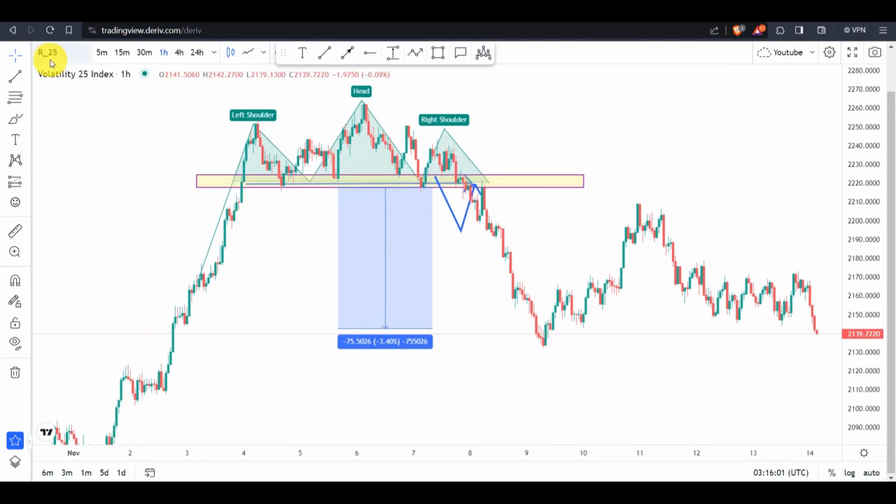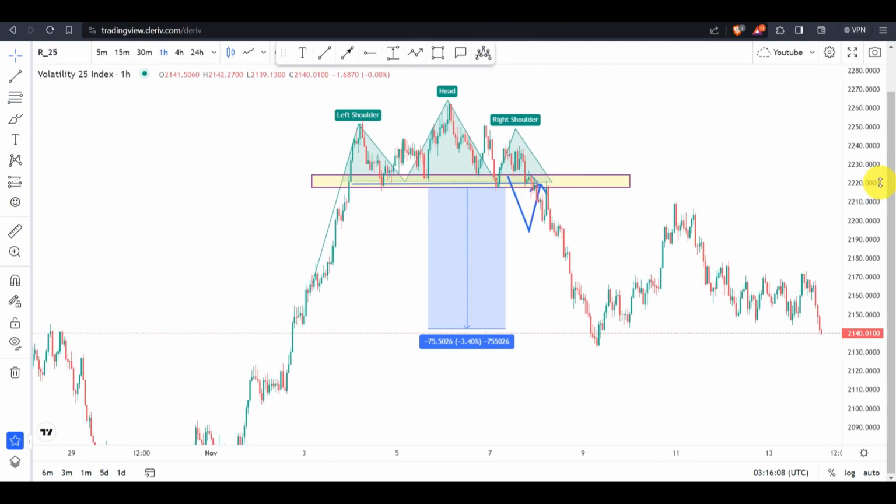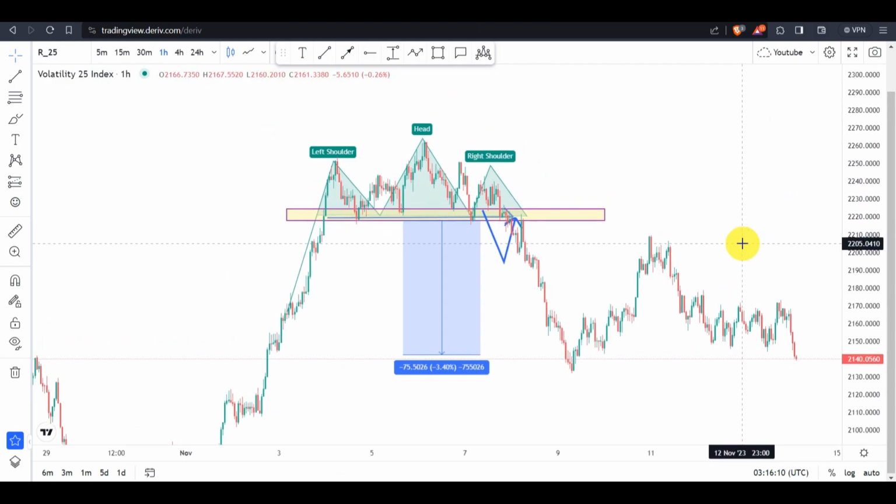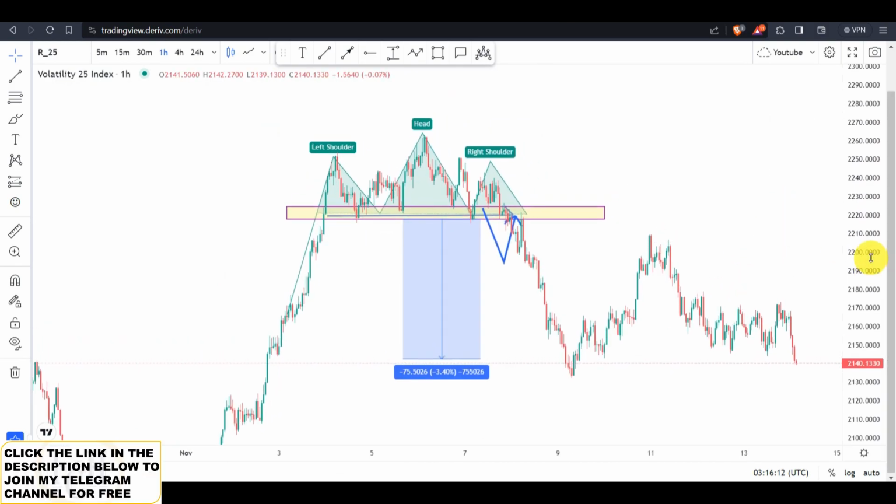So this is the volatility 25 index, and this was the head and shoulders pattern that we did take together with my subscribers who have joined my Telegram group, whose link is in the description below.